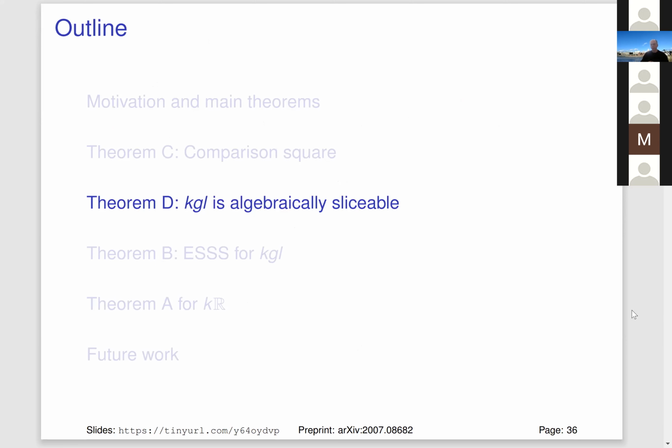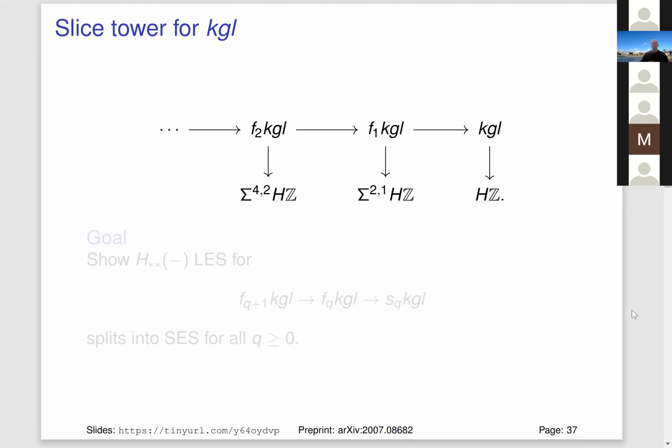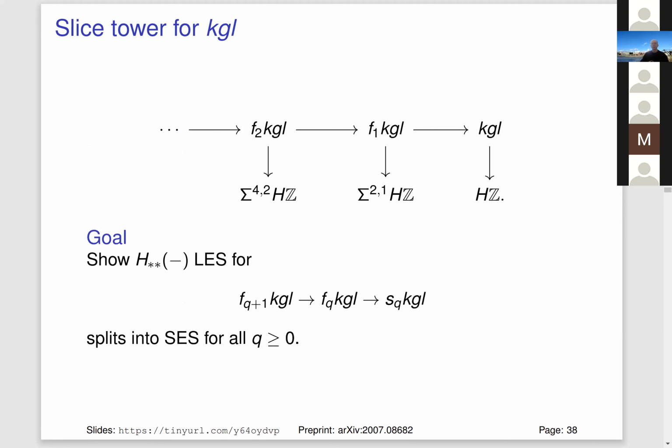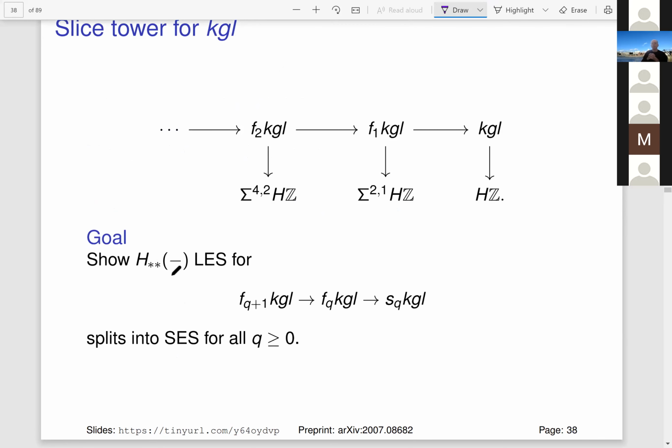Okay, so I want to tell you about an example, or at least convince you that some familiar motivic spectra are actually algebraically sliceable, meaning that we actually get a comparison square for them. So I wrote this down earlier. Here's the slice tower for KGL. So I want to prove that the homology long exact sequence for each cofiber sequence in this tower splits into a short exact sequence.